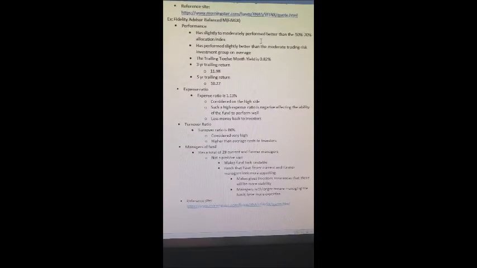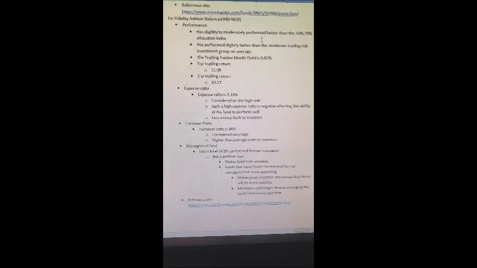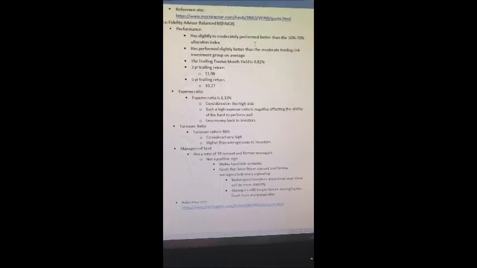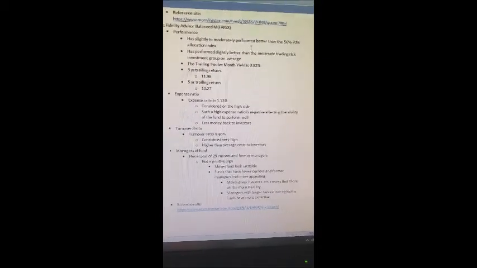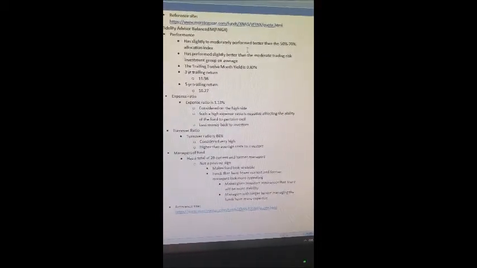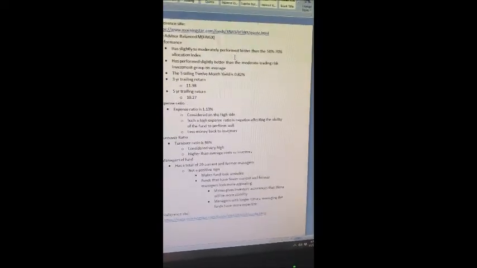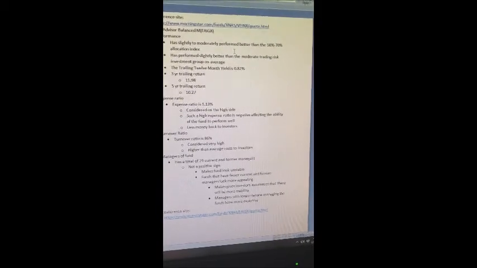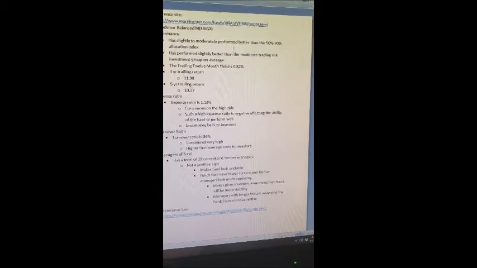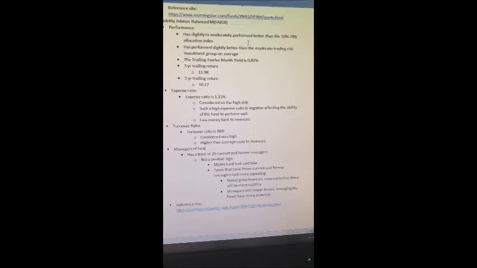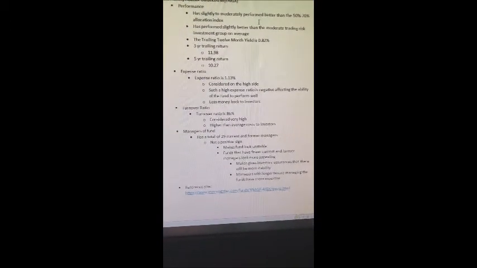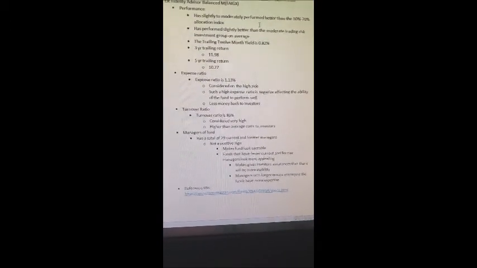The expense ratio on this fund is 1.13%. This is considered on the high side. The reason why this is possibly greater than the previous fund we went over is this fund is not an index fund and it is actively managed. These managers require more of an expense to cover their actions. For this fund, the turnover ratio is 86%. Now, this is very high, and it's higher than average cost to investors.